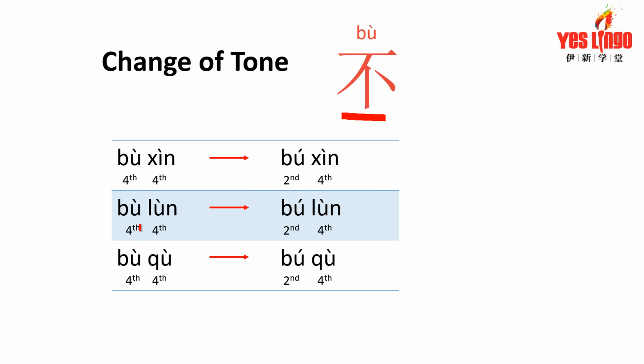Let's take a look at another example here. 不论, 不论 will turn into 不论, 不论. And then finally, 不去, 不去 will turn into 不去, 不去. And experience it for yourself. Try reading the two fourth tones together and see how weird it sounds. See how it doesn't really flow off your tongue. And then try reading it with the second and fourth tone. And you'll realize that that undulation kind of really makes it flow a lot better. So let's read the second column together for practice. 不信, 不论, 不去.